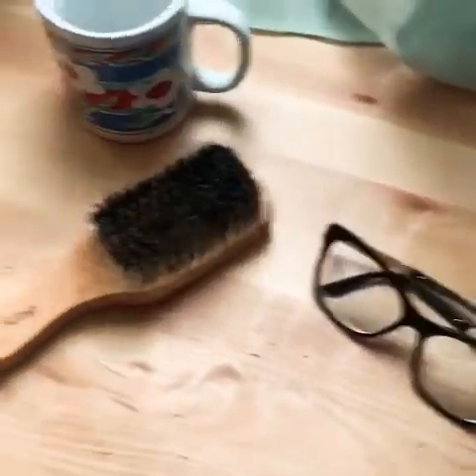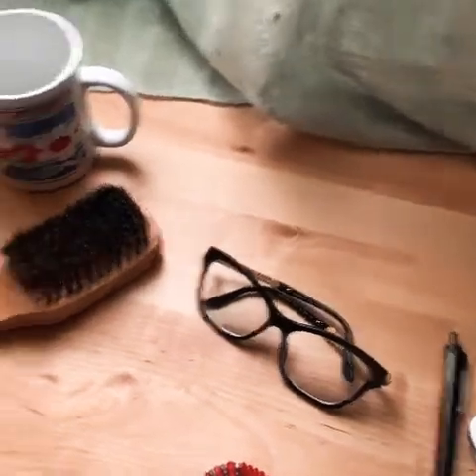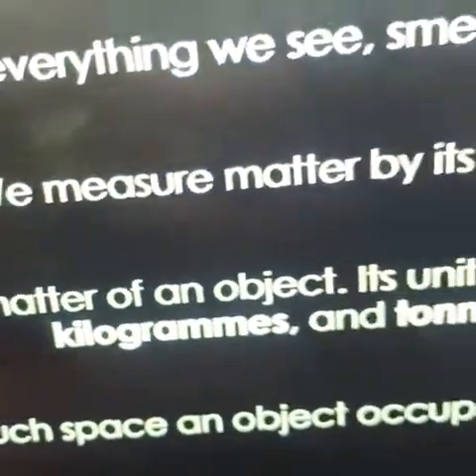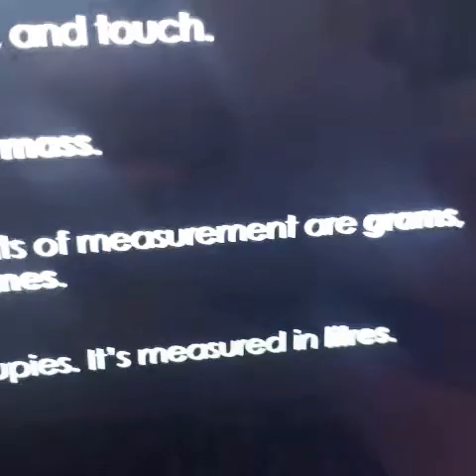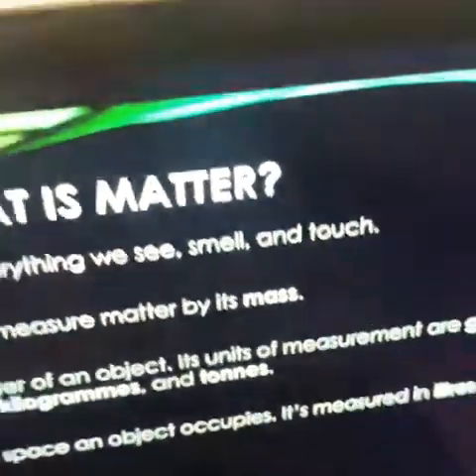I'll tell you, they're made of matter. And all types of matter have mass and volume. Remember, mass is the amount of matter of an object. It's measured in grams, kilograms, and tons. So basically, mass talks about how heavy an object is.